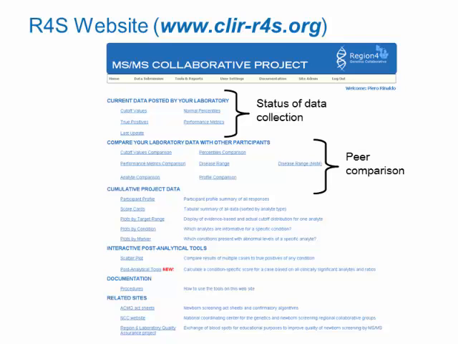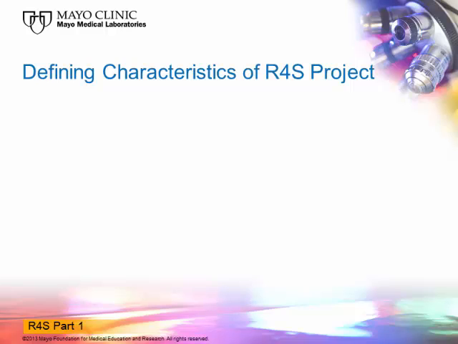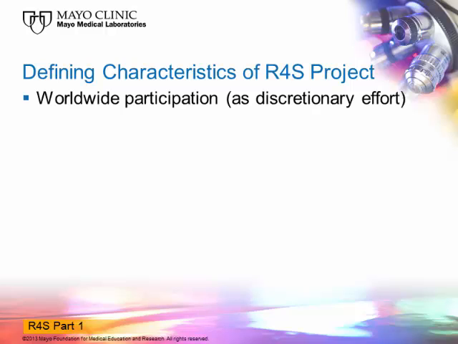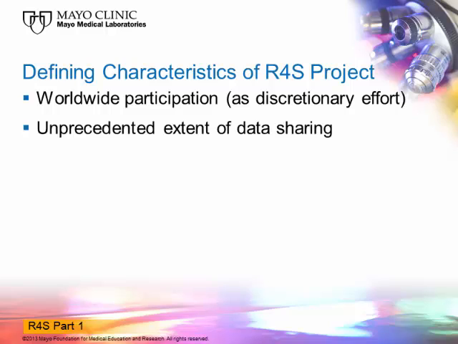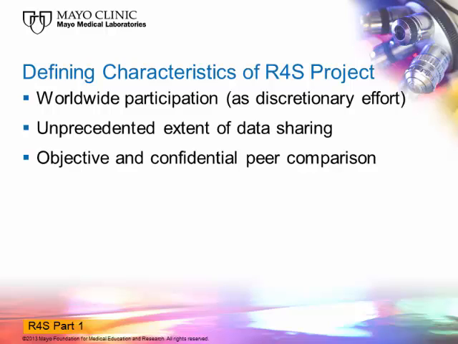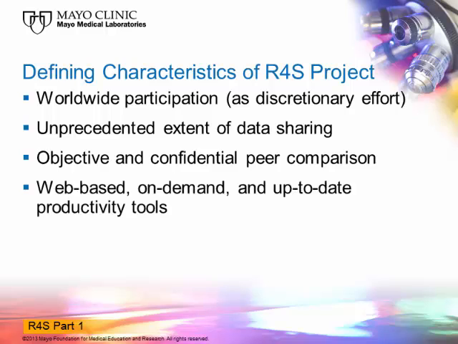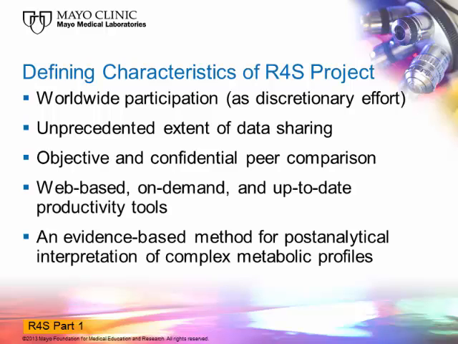Next, there are links to the productivity tools that drive the process of laboratory quality improvement of newborn screening. These tools are the main deliverable of a collaborative project. The defining characteristics of the R4S project are listed here and will be further explained in the following slides. Briefly, they range from extensive collaboration and data sharing, constructive feedback and peer comparison, and hundreds of productivity and interpretive tools which are instantly up to date after any data submission and are available on demand via our website.